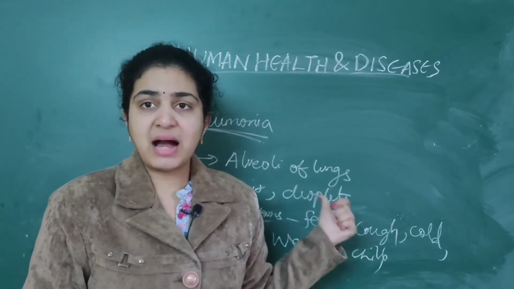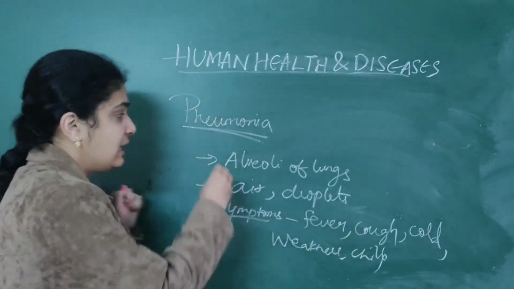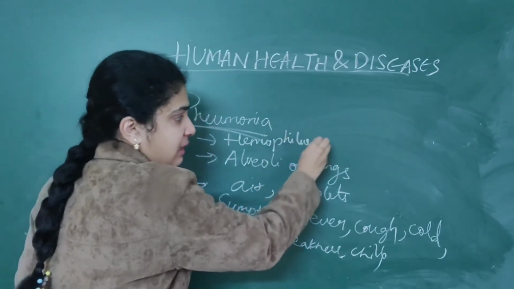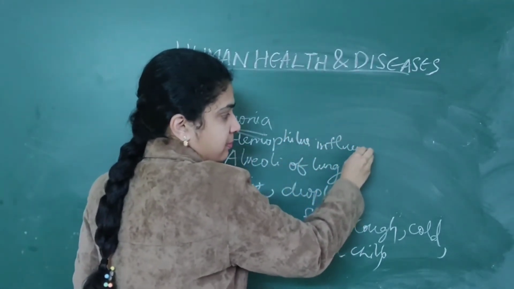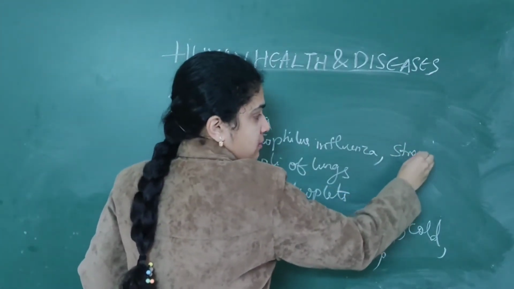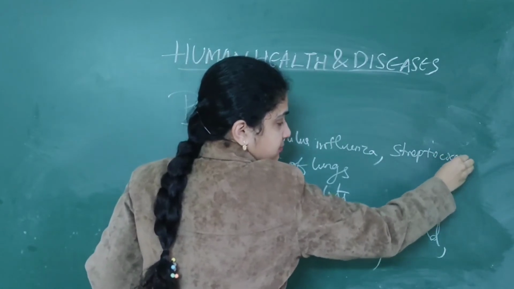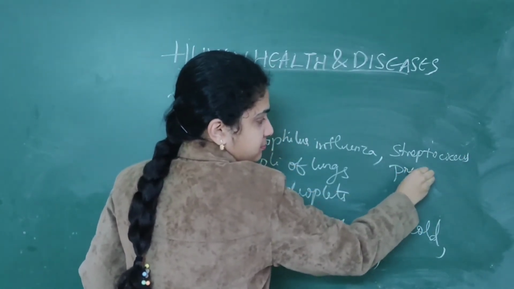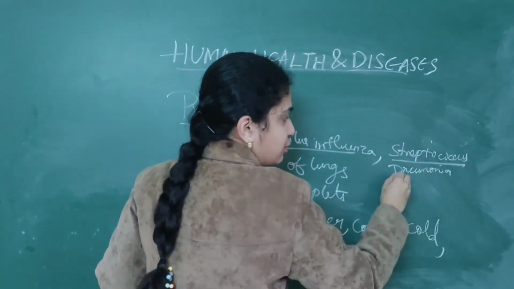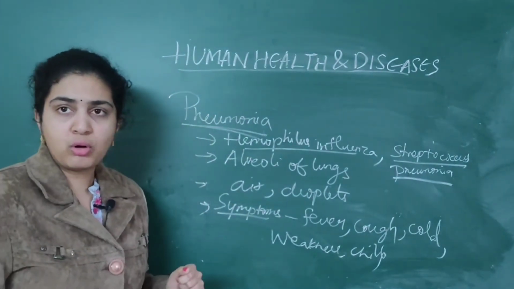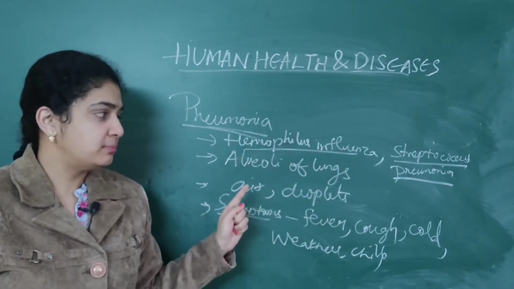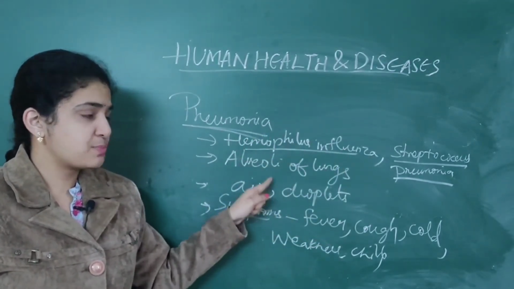This is caused by the bacteria Haemophilus influenzae as well as Streptococcus pneumoniae. These are the two main bacteria which cause pneumonia, and these are the symptoms and how it spreads.